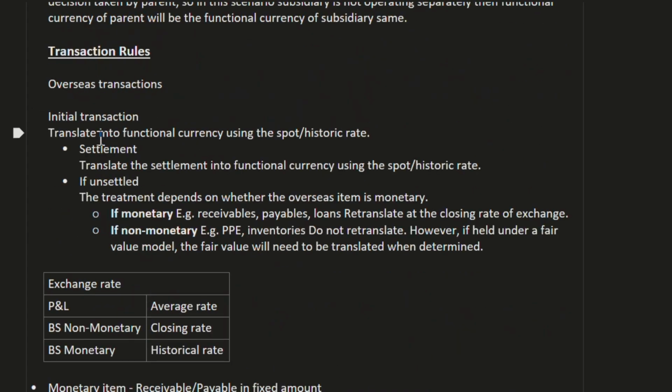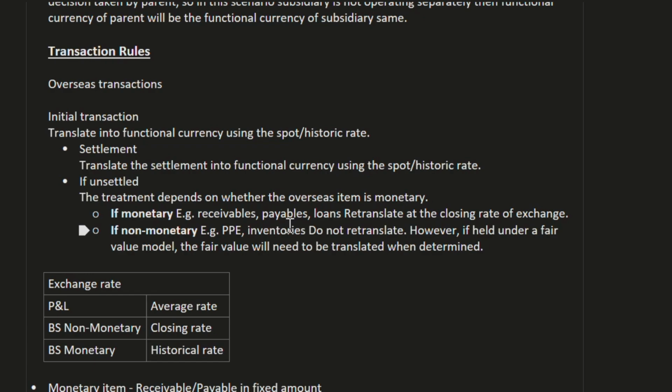Same transaction rule: we have an overseas transaction. The initial transaction is translated into functional currency using the spot or historical rate. The settlement is translated into functional currency using the spot or historical rate. If unsettled, the treatment depends upon whether the overseas item is monetary. If monetary, for example receivables, payables, monetary means the value is fixed in a monetary amount.